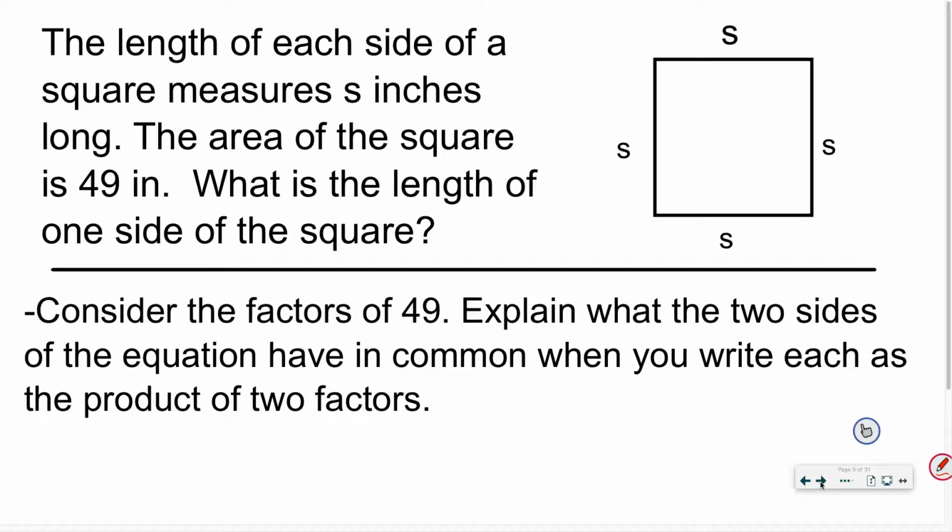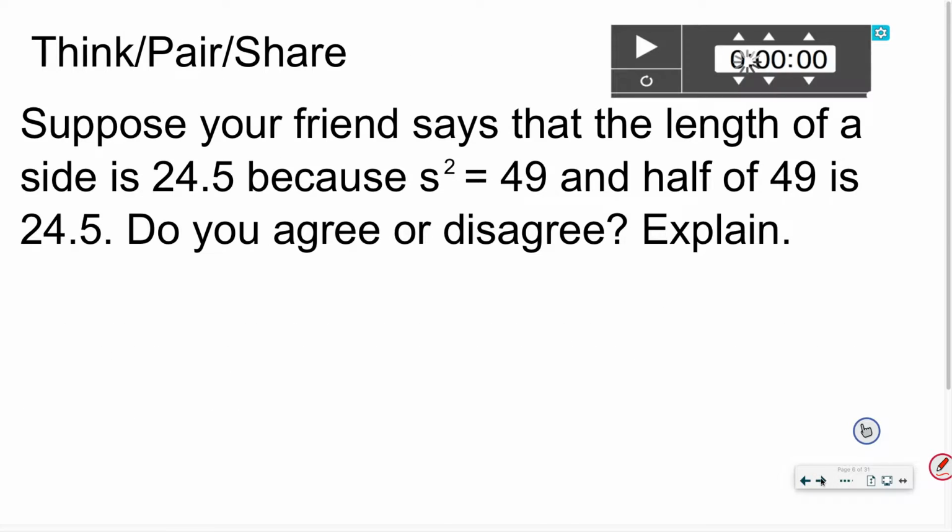Now let's talk about factors of 49. What if I was going to figure out the answer to this problem? What do I know about S? S has to be the same. The number that I multiply by to get the area has to be the same because it's a square. Right? If it was a rectangle, it could be different. But I know specifically that this value has to be the same.